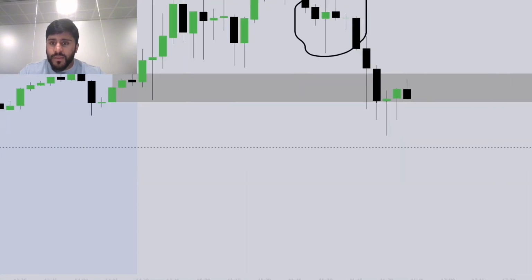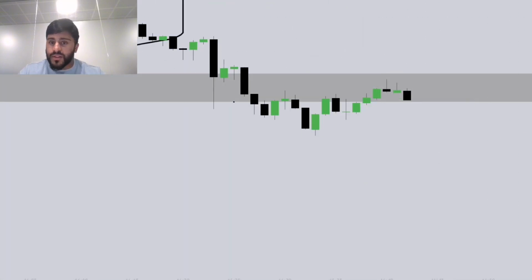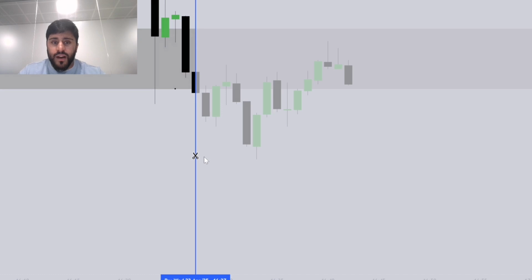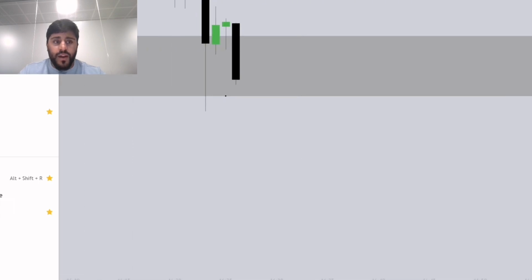So let's go back to TradingView. What I typically look for on the TradingView platform is something like this: we have come into the level and we've failed to hold it.